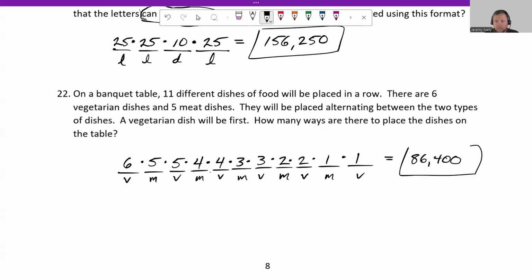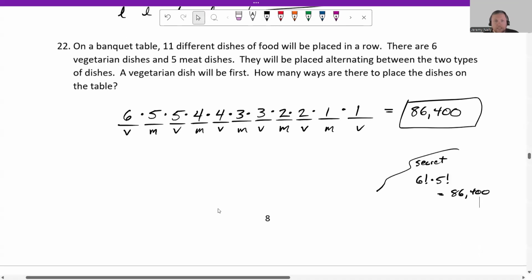So I get 86,400. Okay, and I will say I didn't type that in my calculator like that. I just typed this into my calculator, but that's a secret. Okay, so that was the secret calculator shortcut I used, but you're not supposed to know that, so you didn't see that. Okay.